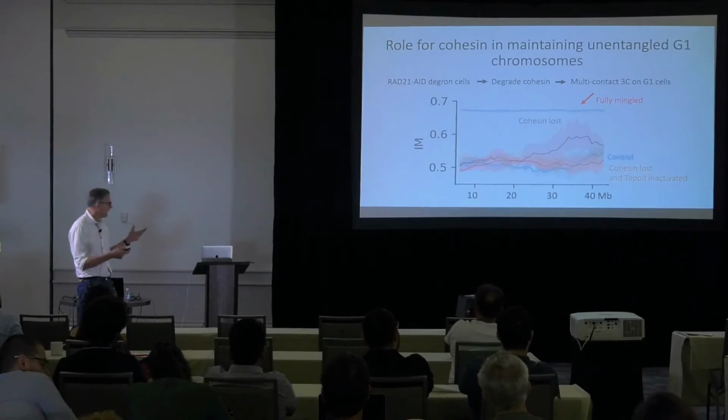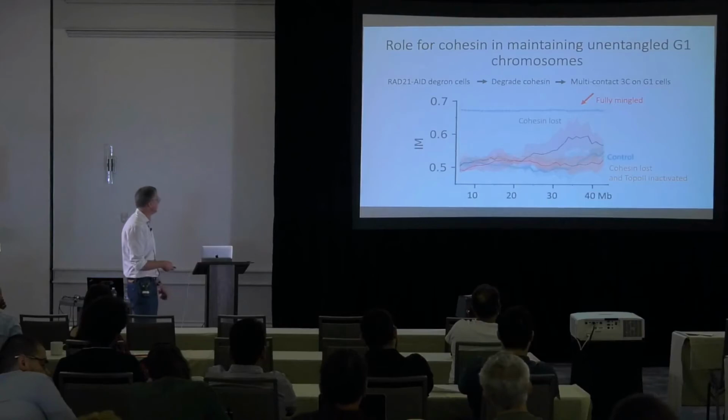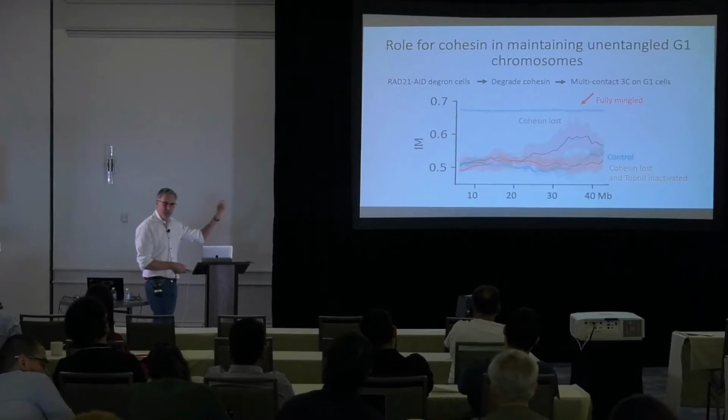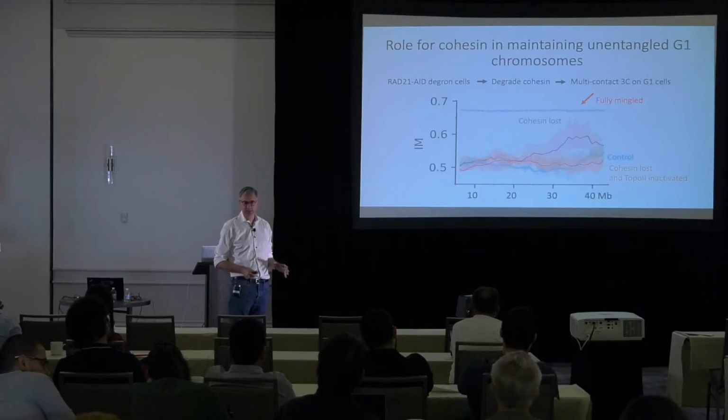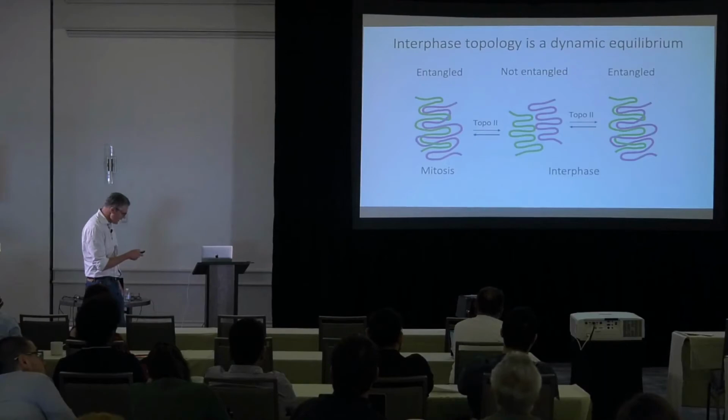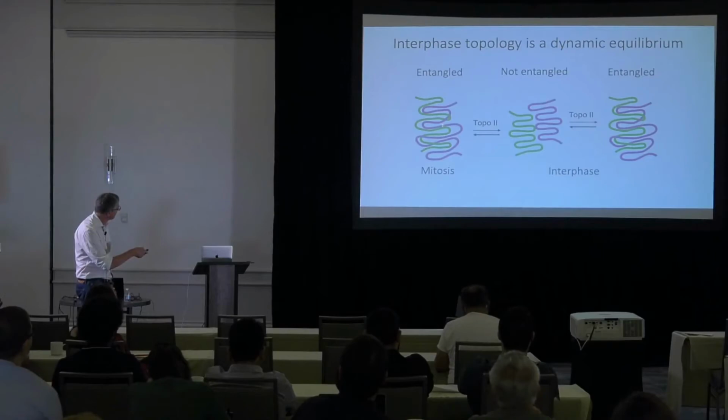Okay, so this really suggests, and I'm very excited about this result, that cohesin and loop extrusion might actually play an important role in constantly removing catenations from the genome, or entanglements between domains. So what we think is happening is, in mitosis, we have a highly entangled structure. And in interphase, we have unentangled structures.